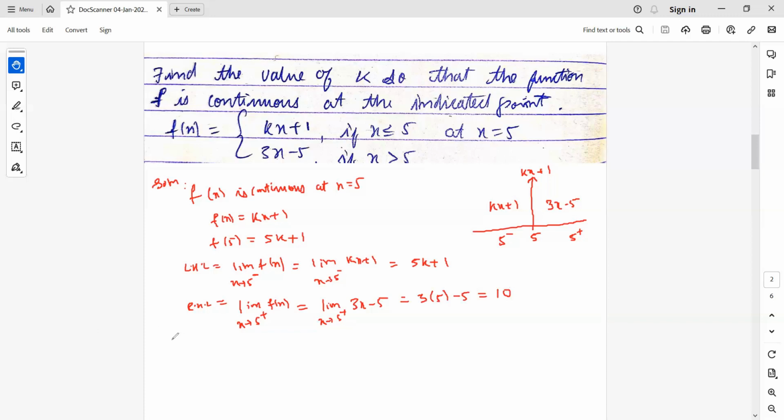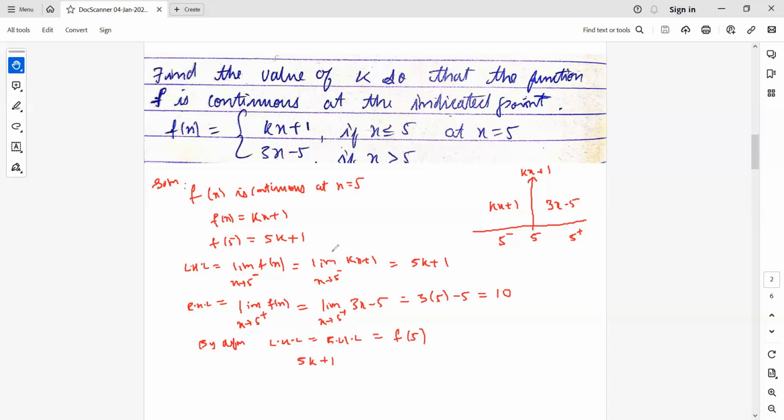Okay, so again we will be making use of the definition of continuity. By definition, LHL will be equal to RHL, which will be equal to f of 5. So what is the value of LHL? Try to take two unsimilar values. We have three values.